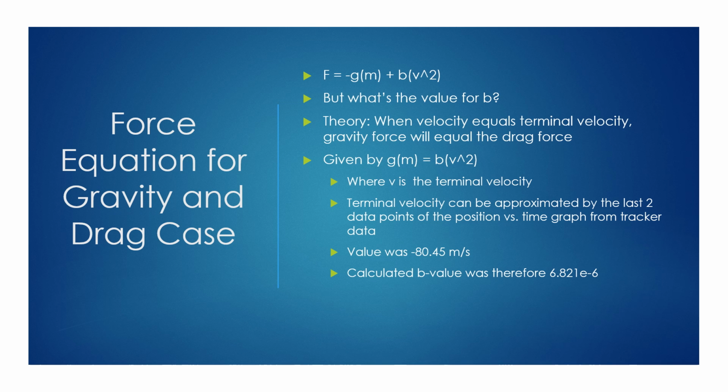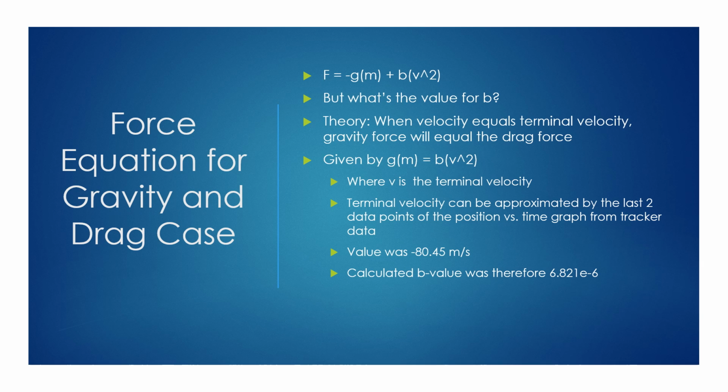Here is a breakdown of the force equation I used for gravity and drag. The first equation shown was derived by adding the gravity force that is in the negative direction to the positive direction drag force, which is approximated by a drag constant b times the square of the object's velocity. But then what's the value for b? Well, I theorized that when velocity equals terminal velocity, the force of gravity will equal the drag force.